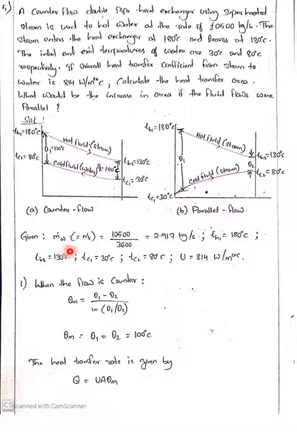Initially he has given the mass flow rate, just write it down. Next the temperature distributions. Now the flow is counter. So keep one thing in mind, theta 1 is the temperature difference at the inlet and theta 2 is the temperature difference at the outlet. He has given the temperatures of hot water and cold water. Just substitute the values of theta 1 and theta 2, so that you will get theta m equal to 100 degrees Celsius.